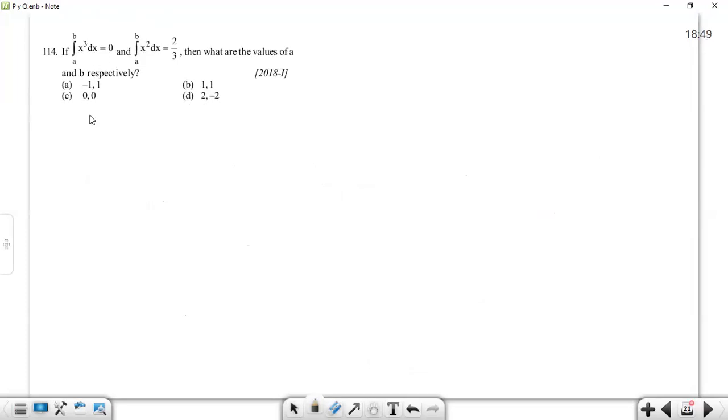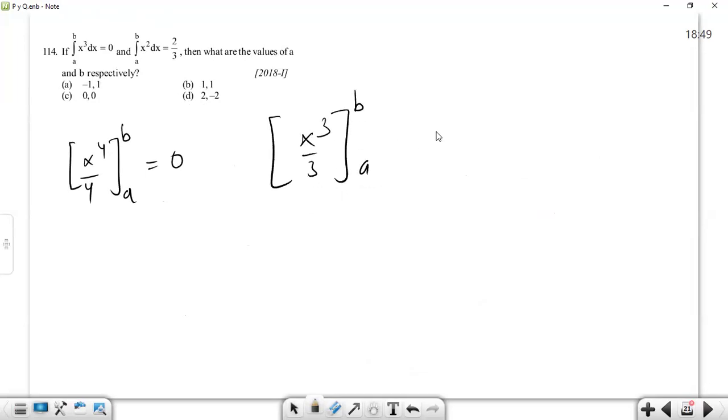So here the question is given like this. So let's solve for the first integration. It will be x raised to 4 by 4, limit from b to a. This is given as 0. And x cubed by 3, limit b to a, it's given as 2 by 3.